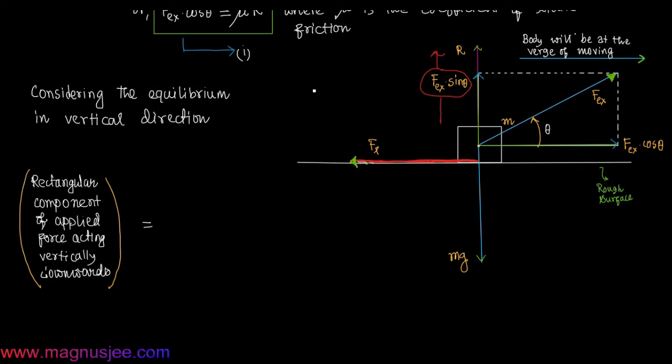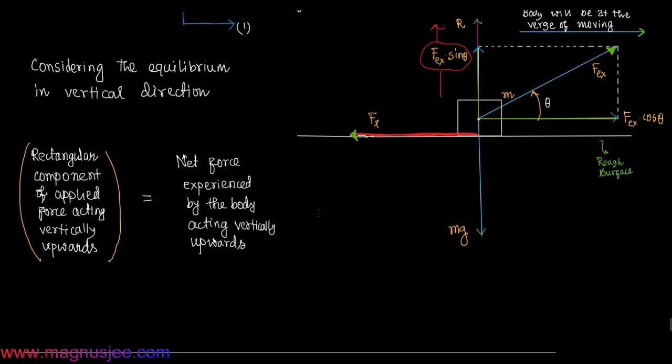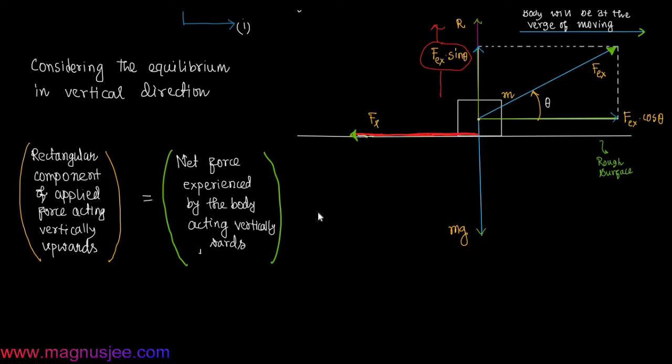Considering the equilibrium in the vertical direction, the rectangular component of the applied force acting vertically upwards is equal to the net force experienced by the body acting vertically downwards. Therefore, Fex sin theta will be equal to mg minus R.